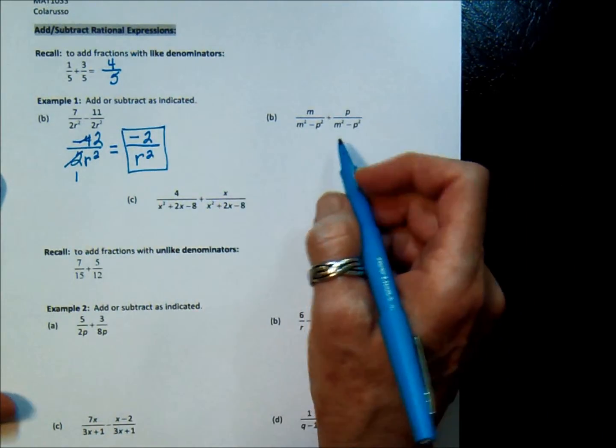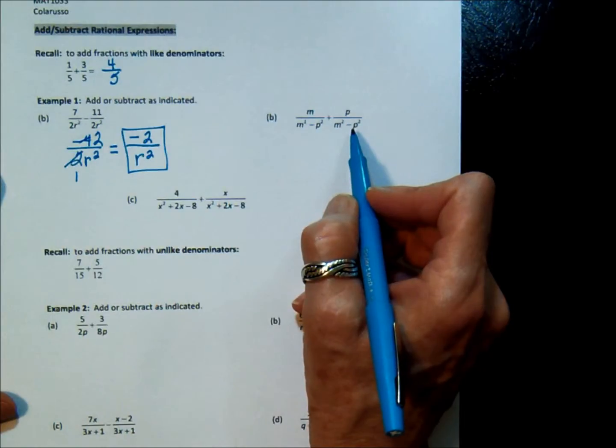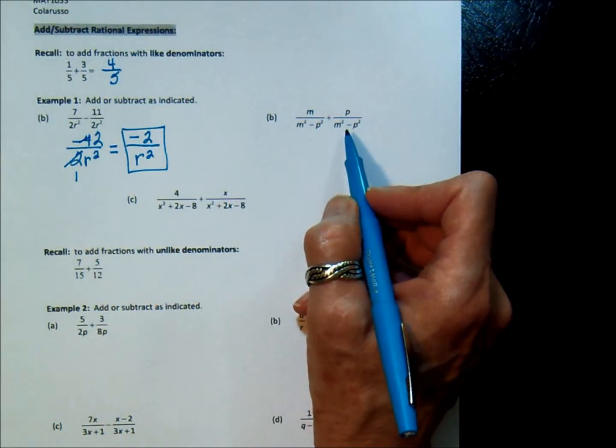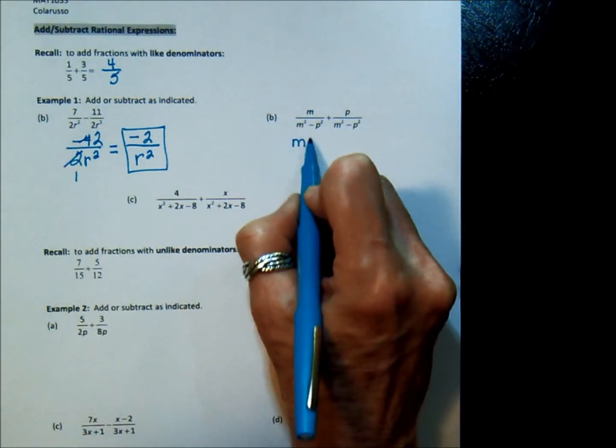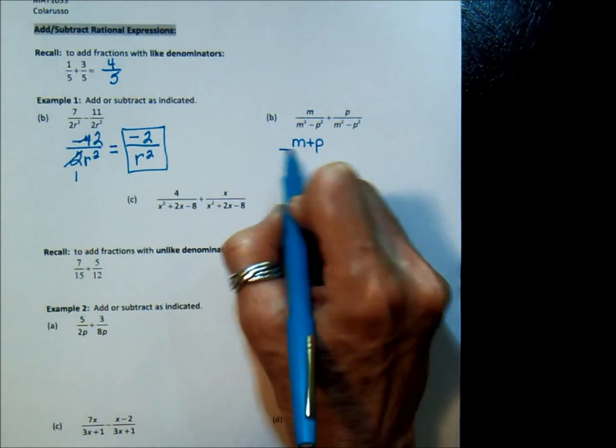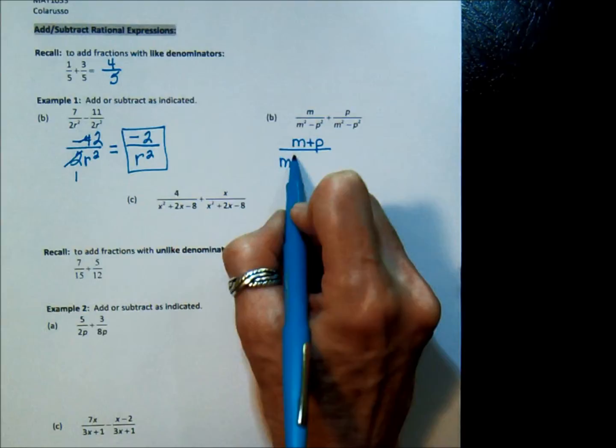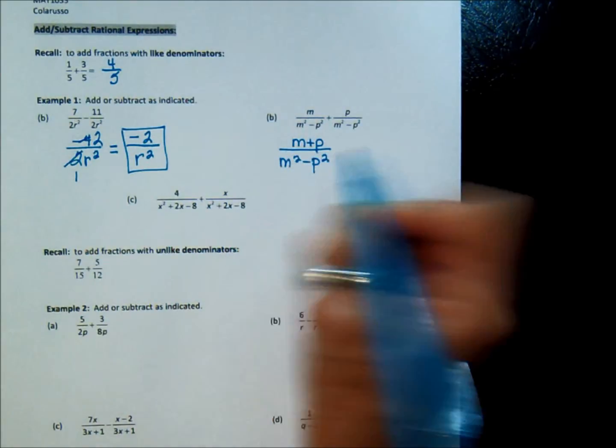Let's look at this second one. Again, this one already has a common denominator. Both fractions have a common denominator. So I'm just going to add the numerators, m plus p over m squared minus p squared.